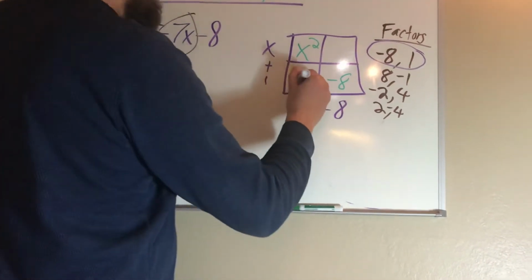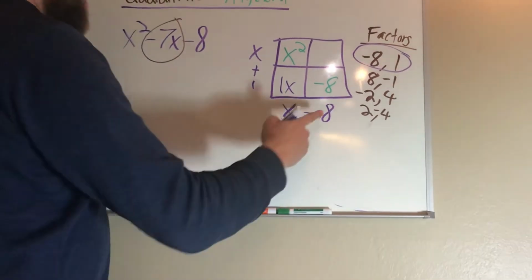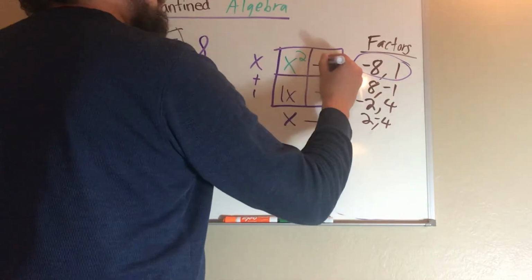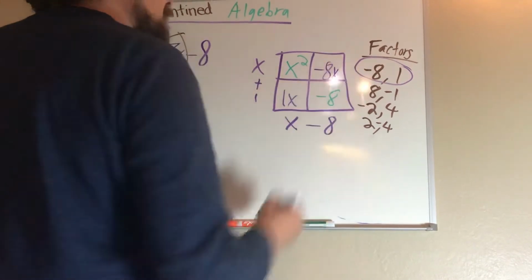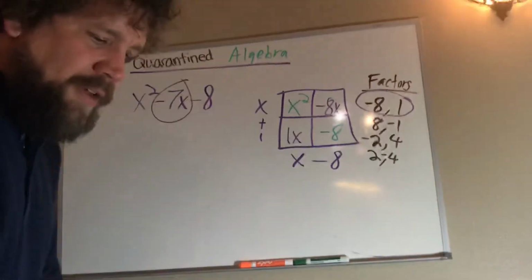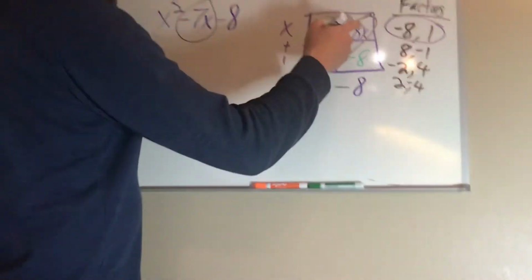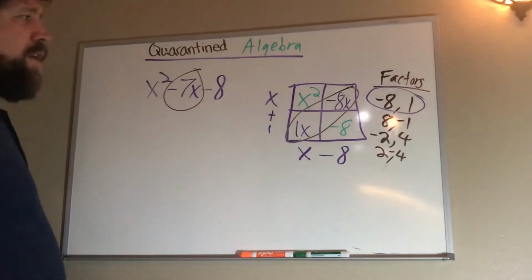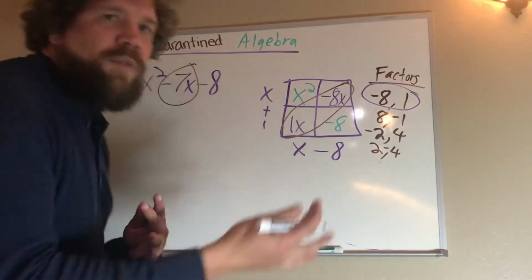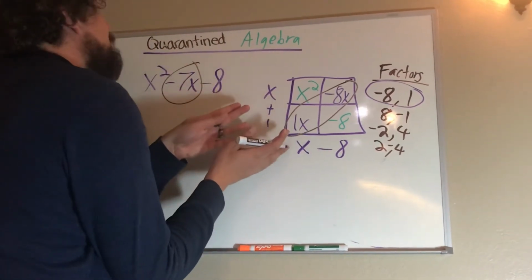1 times x is 1x. And negative 8 times x is negative 8x. So when we bring these together, it is going to get us what we want. It is going to add to negative 7x over here. So my answer, and I have stuff all over the place, you gotta go back and think, wait, what is the answer?